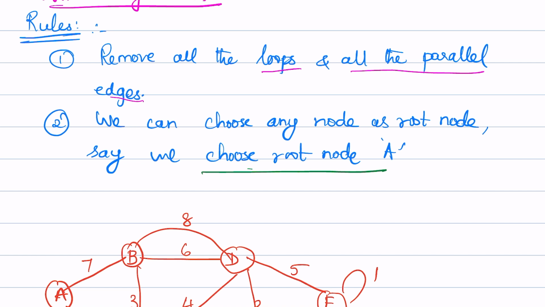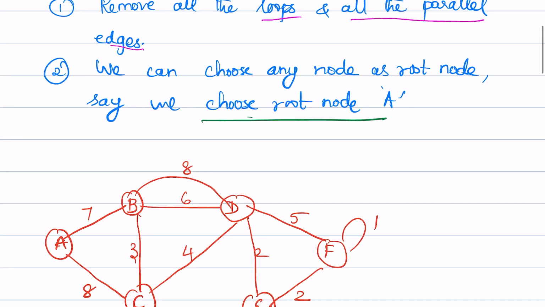Say that for a given graph, with nodes A, B, C, D, E, and F, you can choose any one node as the source node or the root node. Then in the next step, we have to check all the outgoing edges from the node which we have selected and choose the edge which has the minimum cost. We'll apply the same for all the nodes one after the other. So let us see now with an example.